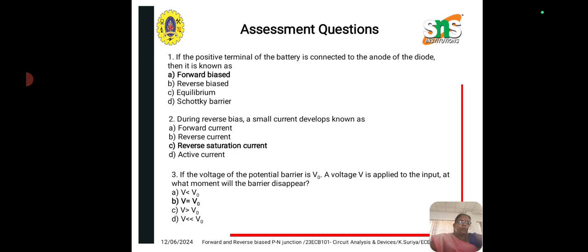If the positive terminal of the battery is connected to the anode of the diode, then it is known as: forward bias, reverse bias, equilibrium, or Schottky barrier? Yes, the answer is forward bias. During reverse bias, a small current develops which is known as: forward current, reverse saturation current, or active current? Yes, the answer is reverse saturation current. If the voltage of a potential barrier is V0 and a voltage V is applied to the input, at what moment will the barrier disappear? The answer is V equal to V0.